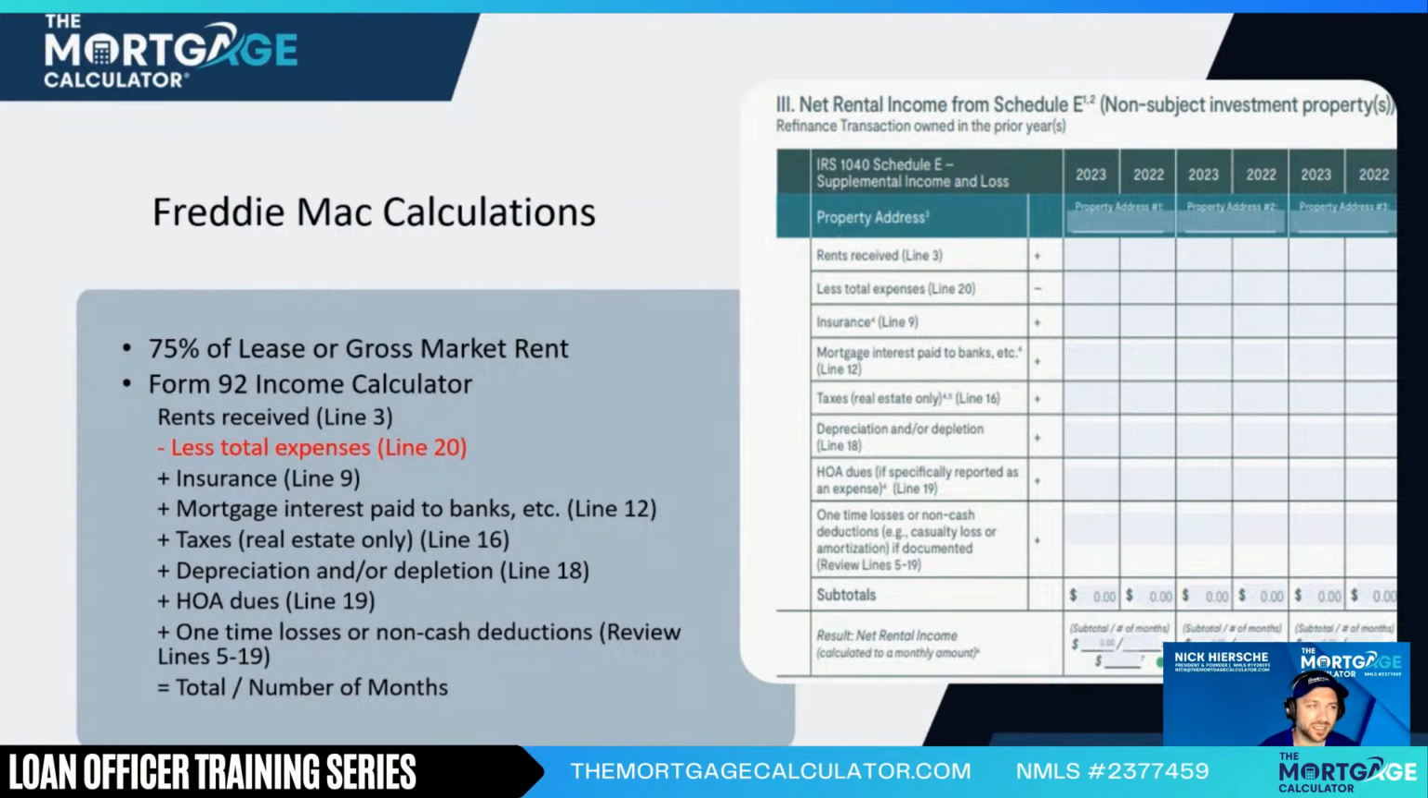So again, we're going to get to the same number. Typically for Fannie or Freddie, there's really not going to be a difference there on rental income. There are some other differences in other ways. And as I mentioned before, ADU income may be usable with one versus the other. But in general, their calculations are the same.